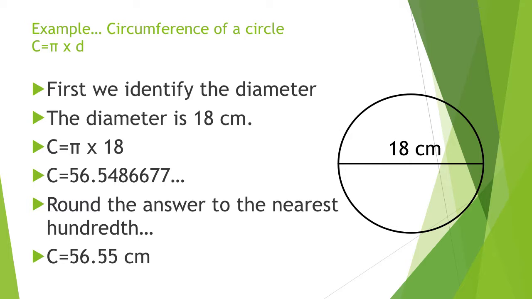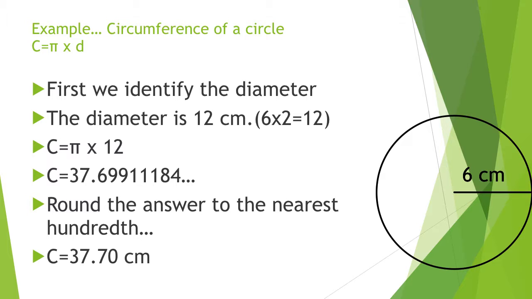You can pause if you need more time. Example 2. In this circle, it gives us the radius, so we need to find the diameter. The diameter is 12, because 6 times 2 is 12. So then we do pi times 12, which gives us that long number, and we're going to round it to the nearest hundredth. Our answer is 37.70 centimeters.